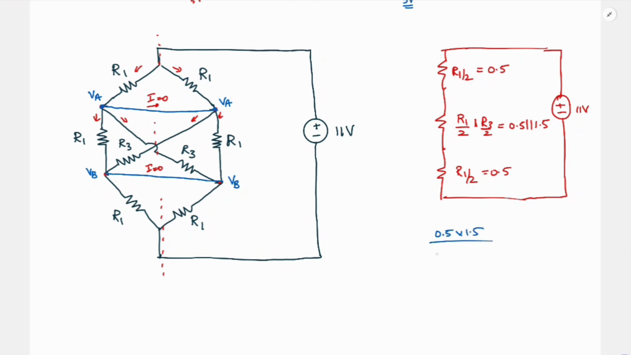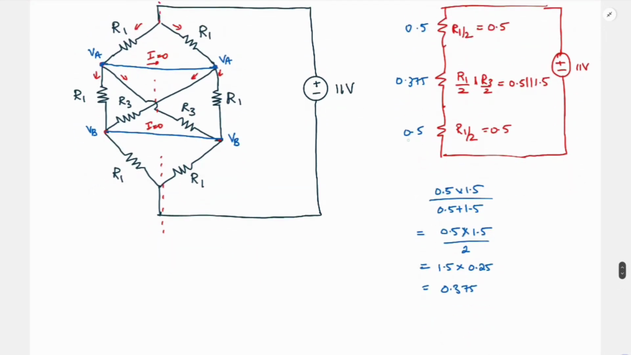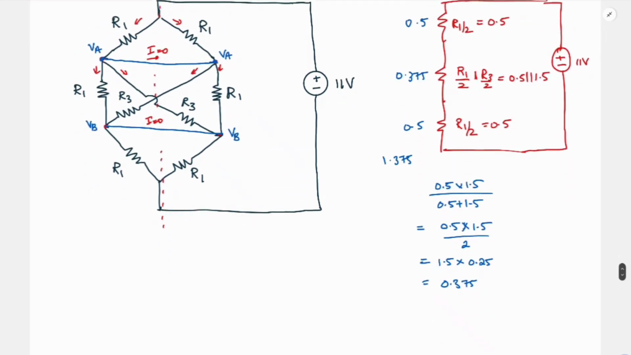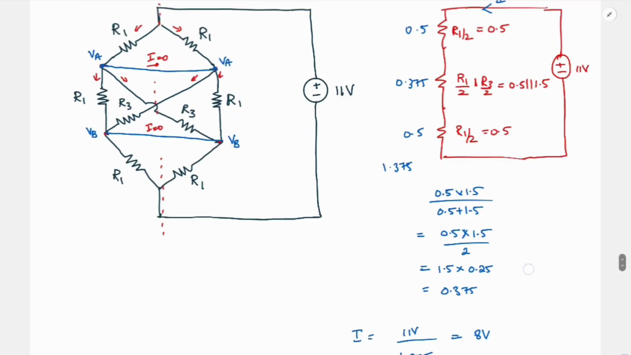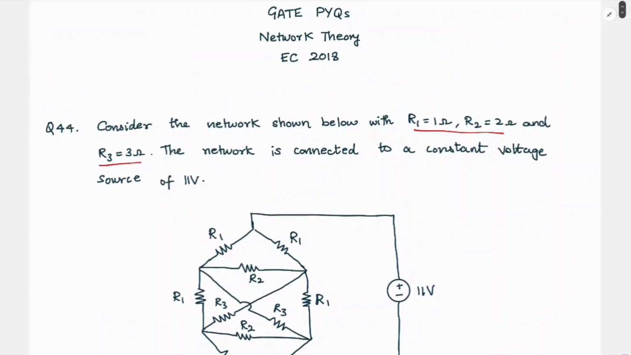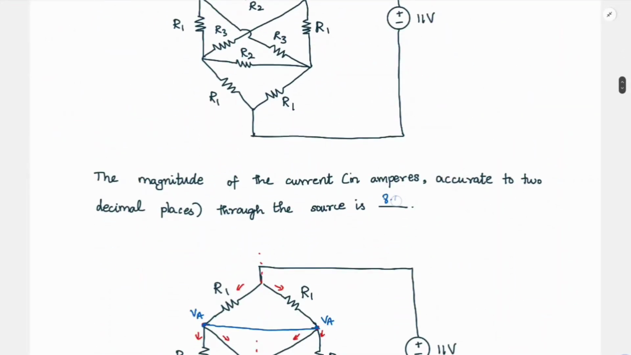0.5 into 1.5 by 0.5 plus 1.5, which is 0.5 into 1.5 by 2. So it is 1.5 into 0.25, which is equal to 0.375. So what is the total resistance? 0.5, 0.375, 0.5. So the total resistance is 1.375. So what will be the loop current? We need to find the loop current, right? So I is equal to 11 volts by 1.375. If we use the calculator, this comes to be 8. So the answer is 8 amperes here. And we need to round it off to 2 decimal places, so we can write it as 8.00.